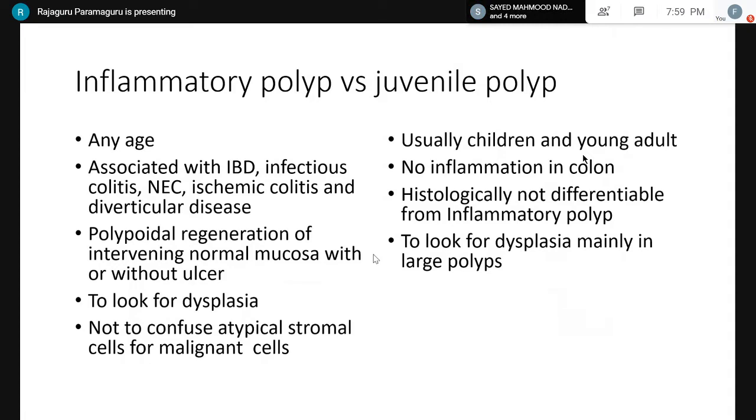And juvenile polyps are usually seen in children and young adults. There will be no inflammation of the colon endoscopically, and fortunately, if they are sampled, the non-polypoidal mucosa is not going to show any inflammatory change. Histologically, it is difficult to differentiate, and you will have to rely on other parameters to call it a juvenile polyp or an inflammatory polyp. And whenever a juvenile polyp is large or part of a syndrome, you will have to look for dysplasia.